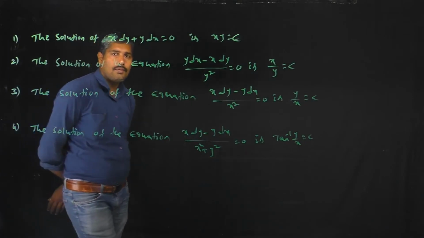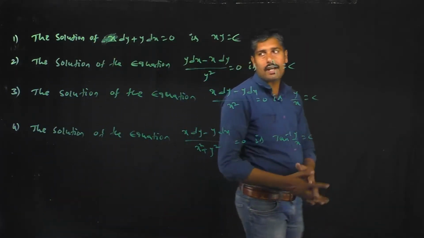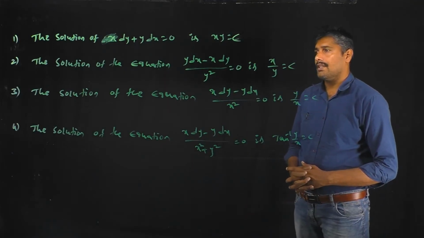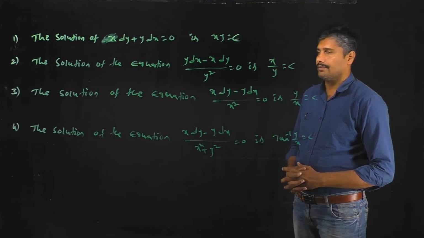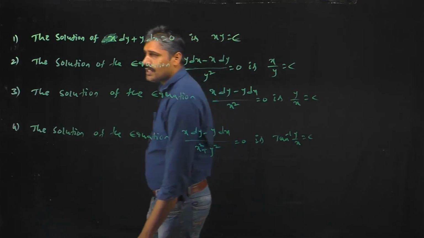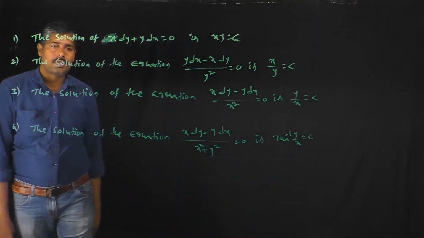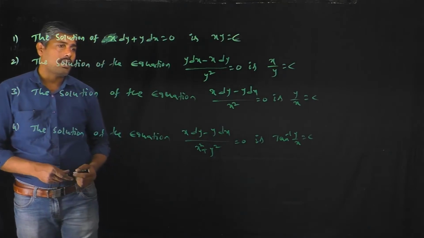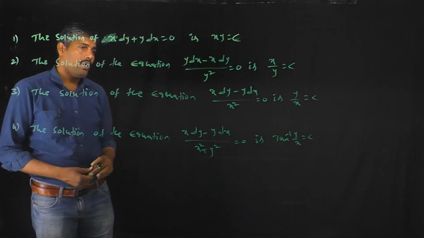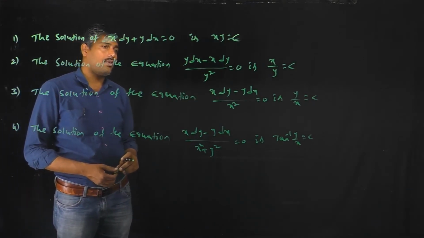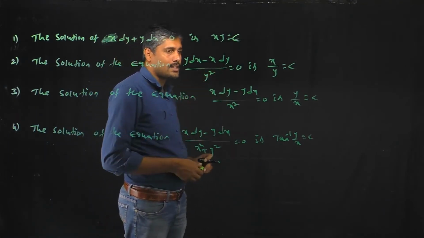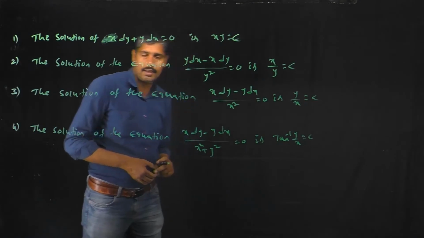The solution of x dy + y dx = 0. This is a differential equation, and its solution is xy = c. Next, the solution of the equation (y dx − x dy)/y² = 0: solving the differential equation, we get the solution x/y = c.